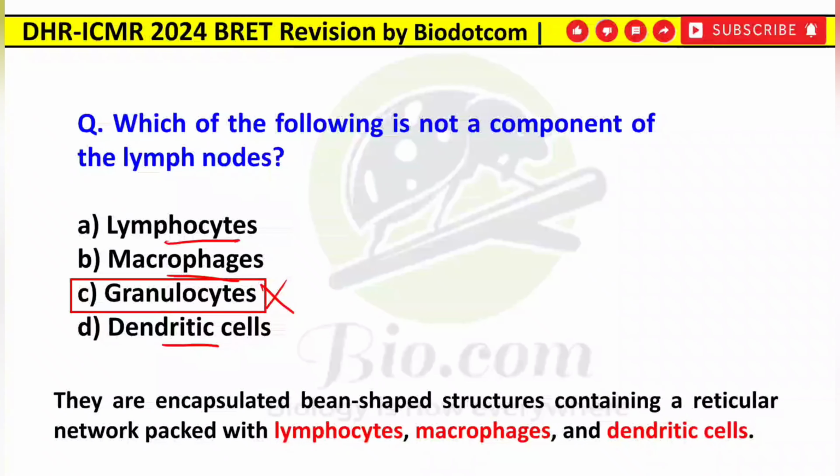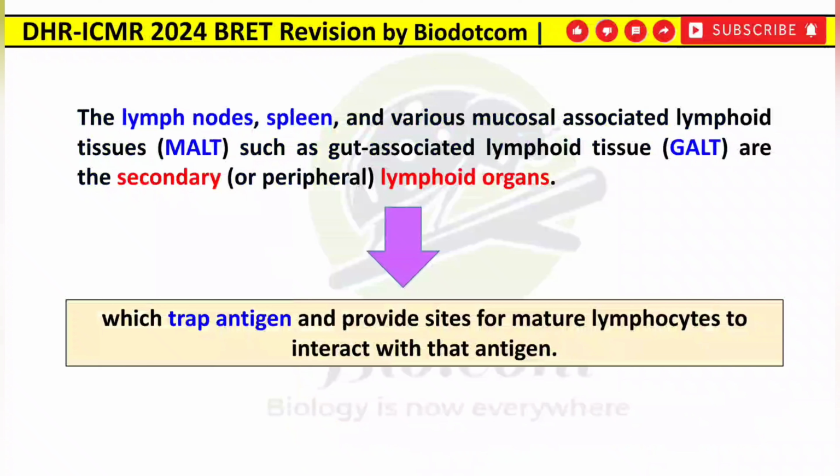bean-shaped structure. Now one more important thing: basically the role of secondary lymphoid organs is to trap antigen and provide a site for maturation of the lymphocyte to interact with that entrapped antigen. So जो lymph node है, spleen है, MALT and GALT, all these are secondary or peripheral lymphoid organs which are involved in trapping of the antigen so that the lymphocyte will be interacting with that antigen.